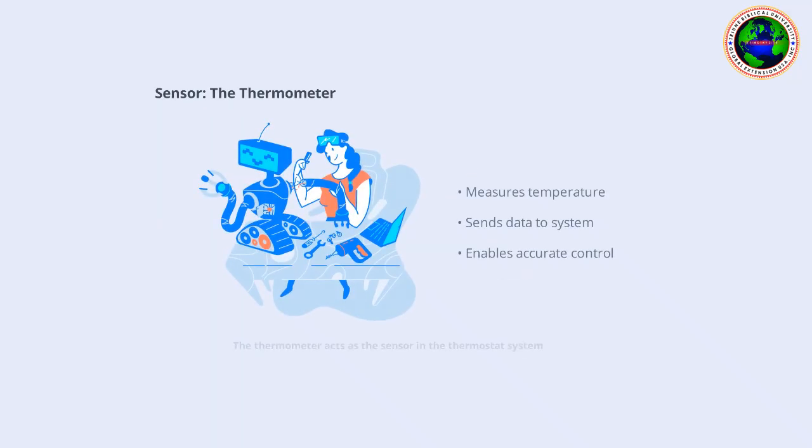The thermometer acts as the sensor in the thermostat system. Its job is to measure the current room temperature and send this information to the control system. Accurate sensing is crucial for the system to make the right adjustments and maintain comfort.